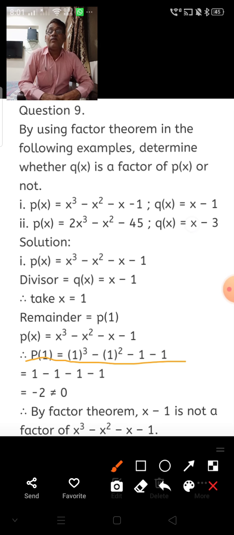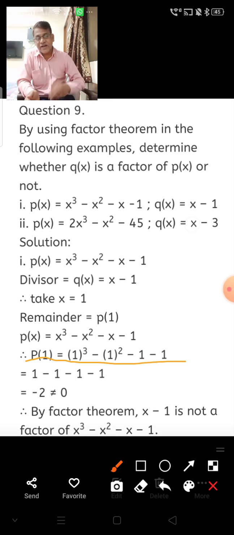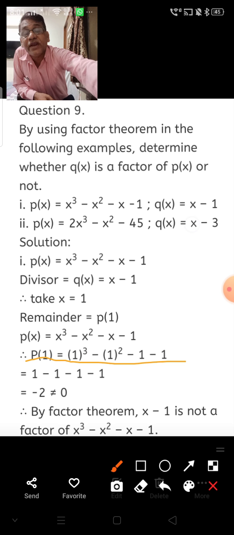So therefore by factor theorem, x minus 1 is not a factor of x cube minus x square minus x minus 1. It means the remainder is not 0 here. If the remainder is not 0, it means the given divisor is not a factor of the given polynomial, right? You get it now. Now come to the next question.